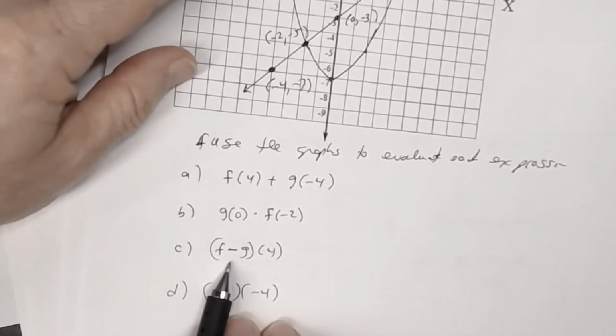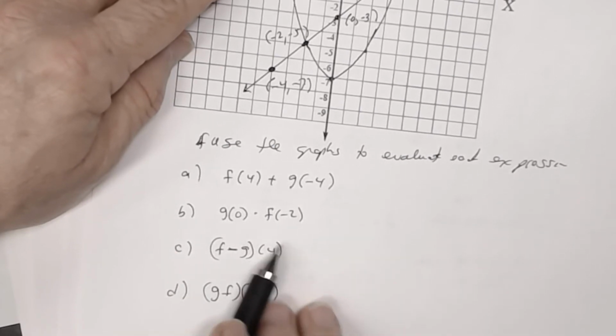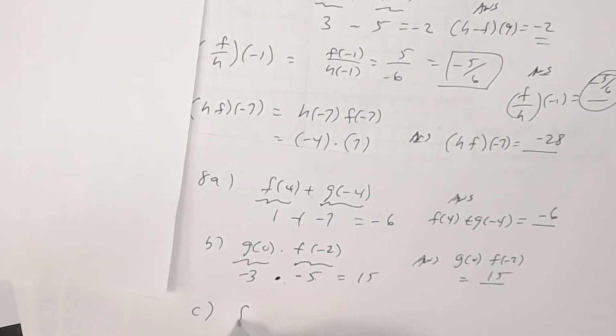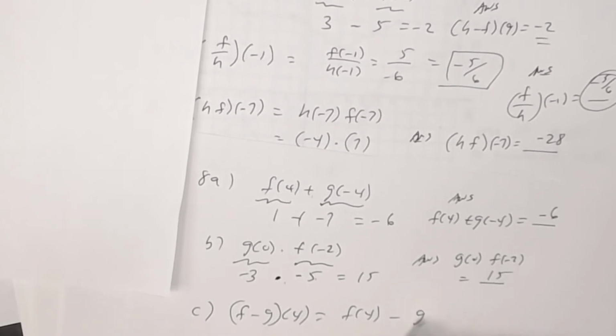All right, now let's look at C. Now this time, you see how these are different than this? So here you're using your algebra of functions. So f minus g at 4. So f minus g at 4 means f of 4 minus g of 4.